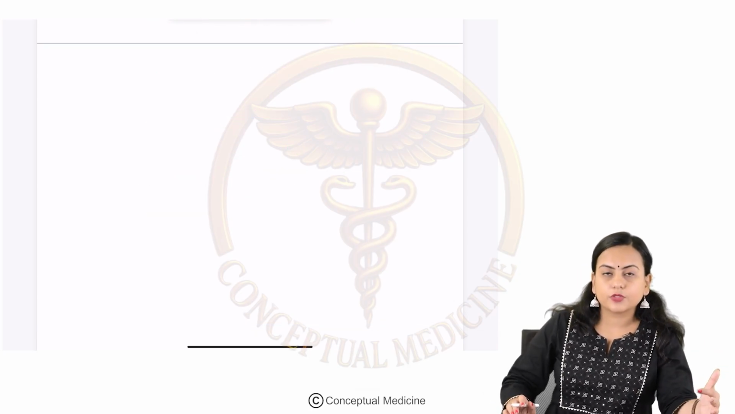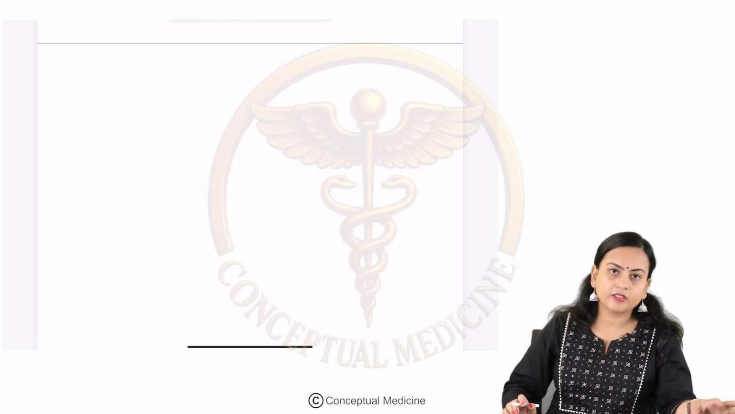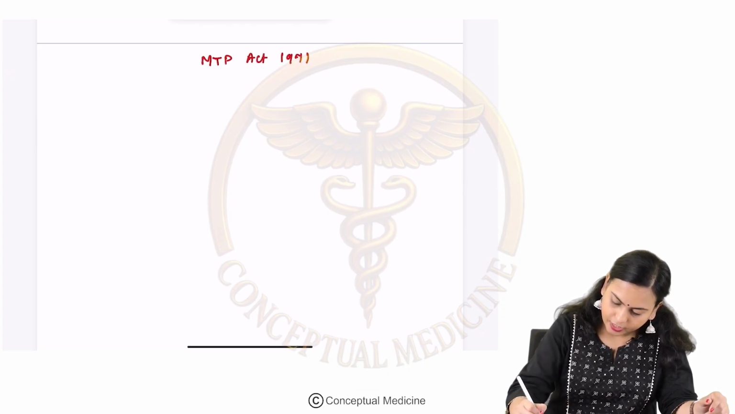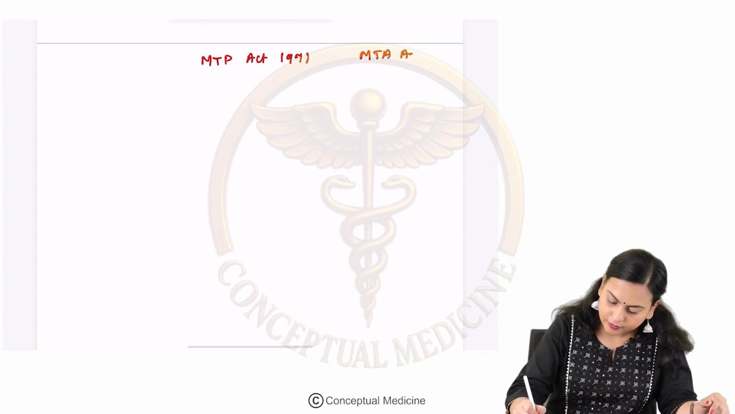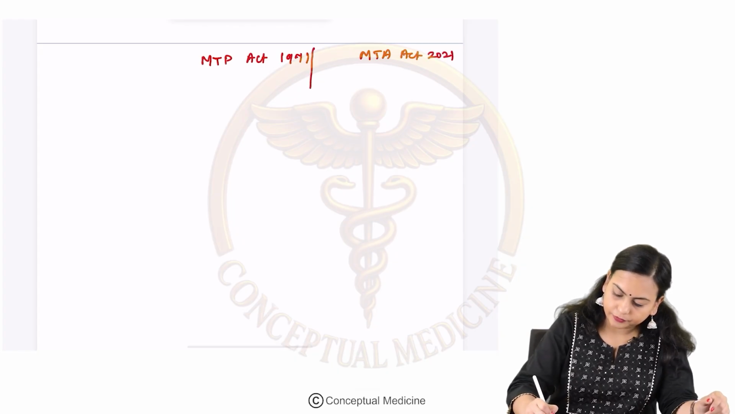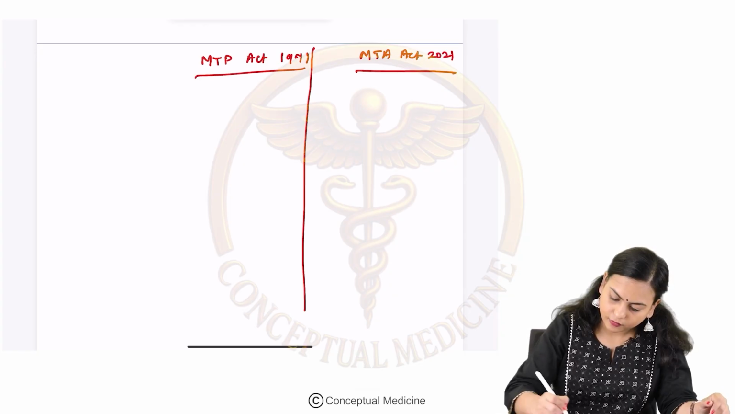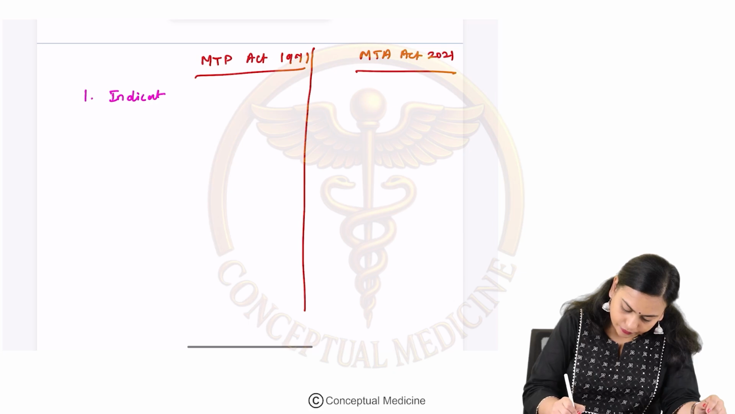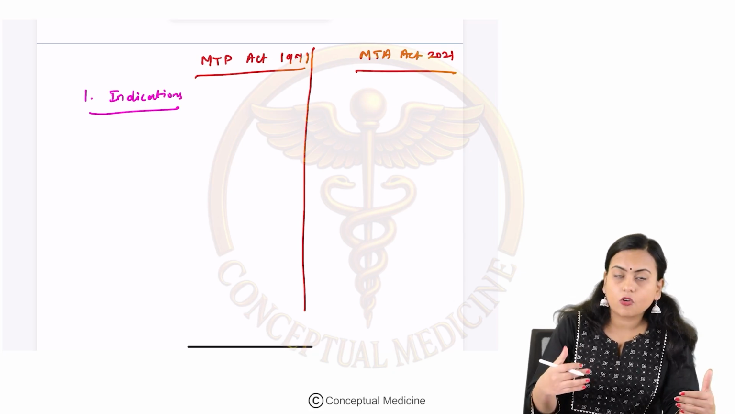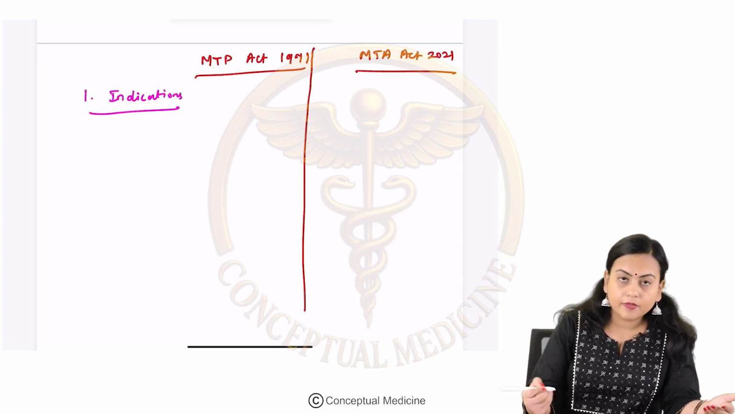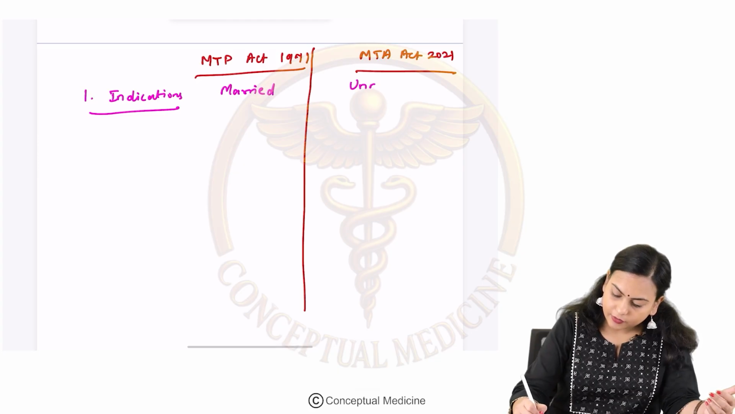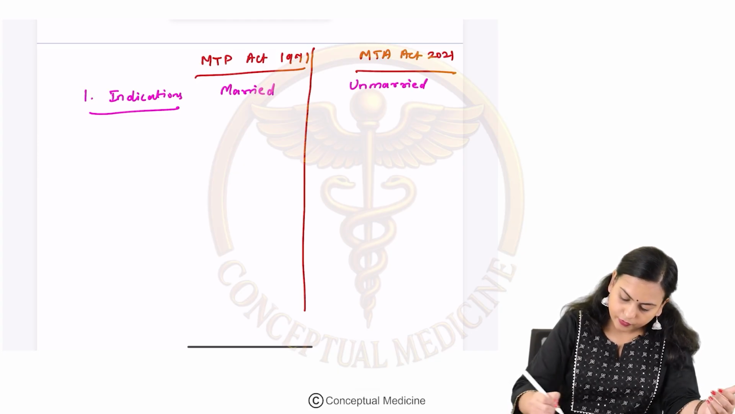Now, let us see the difference between the previous MTP Act, that is MTP Act 1971, and the recent MTP Act 2021. Now, what are the indications? Indications also include contraceptive failure, and in the previous act only married women were covered, and the recent act covers unmarried women also.